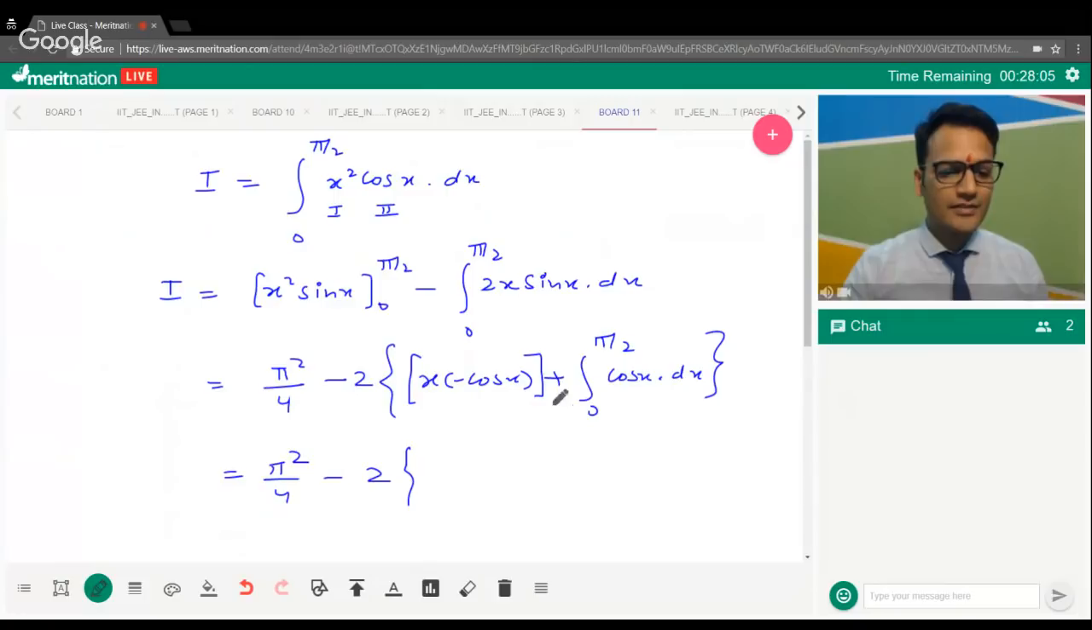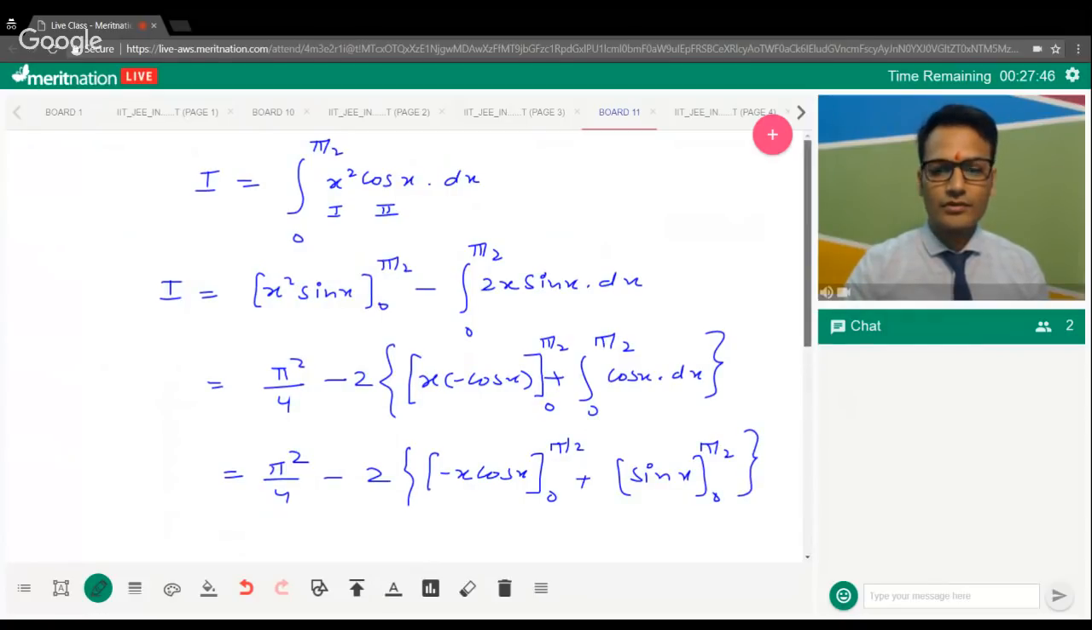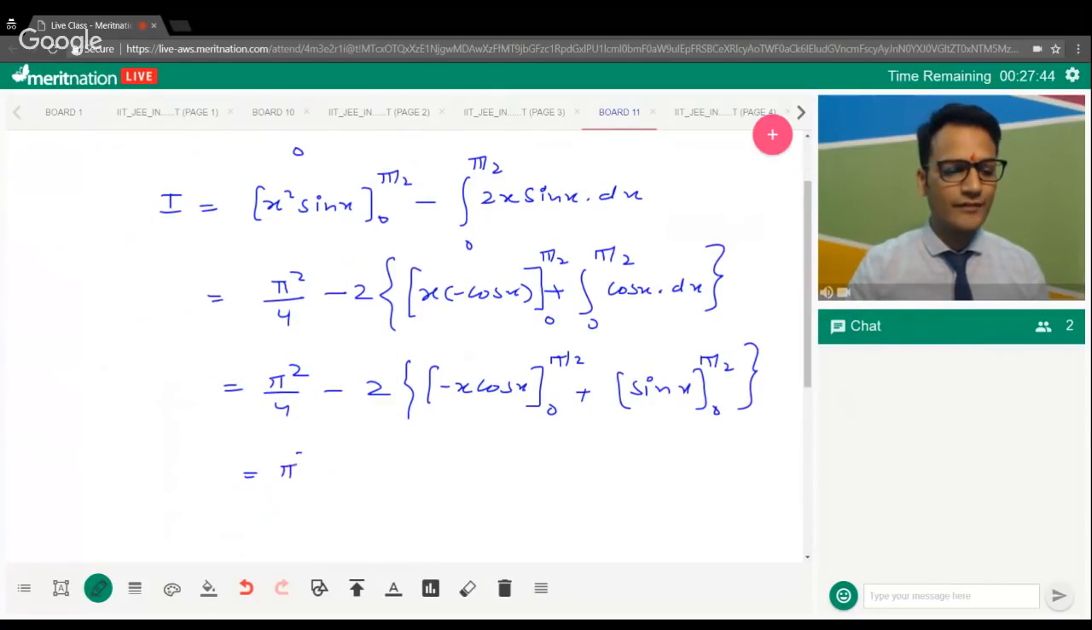We'll apply the limits 0 to pi by 2, or we can apply them afterwards as well. I'll just keep it as it is. It is negative x cos x from 0 to pi by 2, plus over here, this is sine x from 0 to pi by 2. Right. Solve it. I hope everyone will be able to get down to the answer. It's a simple question. Pi by 2 will make this 0. 0 will make this 0. So this entire thing equals 0.